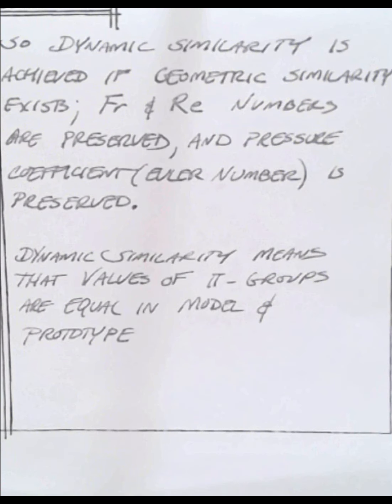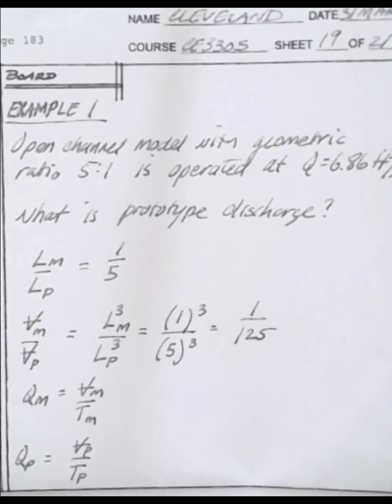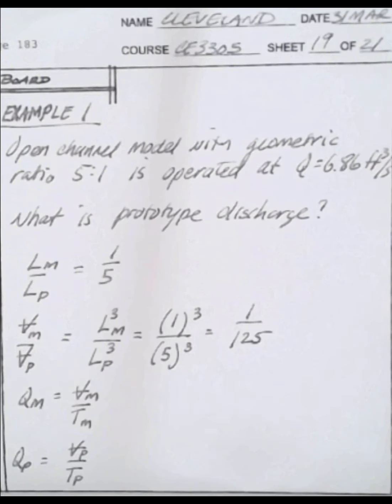So dynamic similarity by definition is achieved if geometric similarity exists, the Froude and Reynolds numbers are preserved, and the pressure coefficient is preserved. What dynamic similarity means is that the values of the pi groups in the model are equal to the values of the pi groups in the prototype. Let's consider a couple of examples, see how these ideas work out.